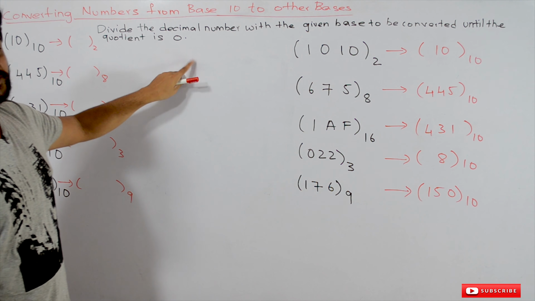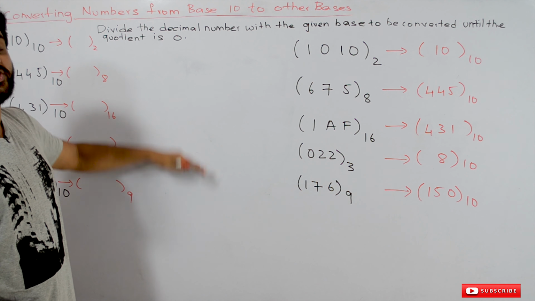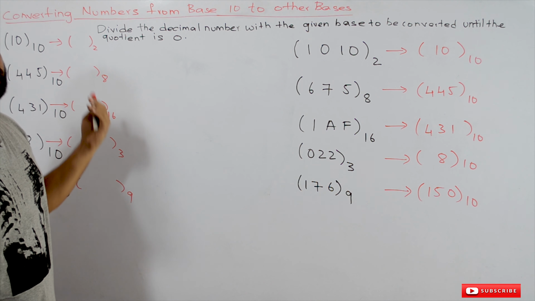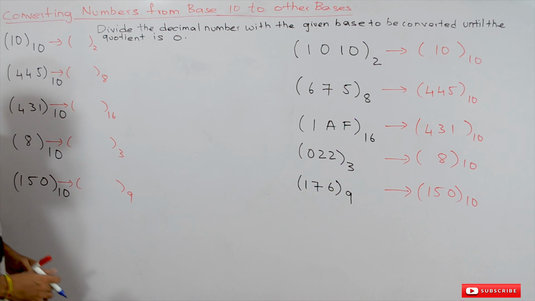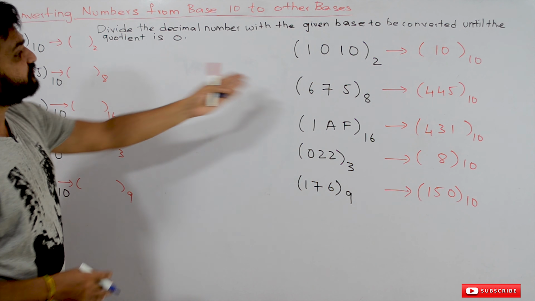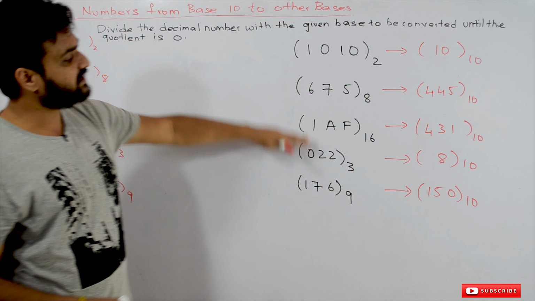Until the quotient is 0. So in the process of division, until the quotient is 0, we have to divide that number. With what number do we have to divide? With the base to which we have to convert. Okay, we will try to solve all these examples and check whether we are getting these conversion values or not.